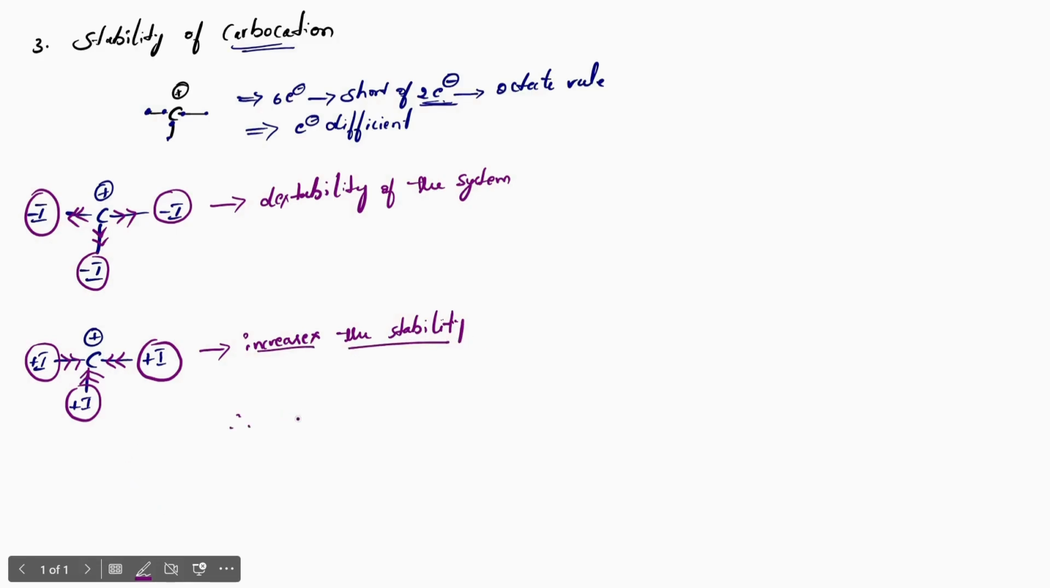So we can conclude that negative inductive groups or electron withdrawing groups decrease the stability of carbocation and positive inductive groups or electron donating groups increase the stability of carbocation.